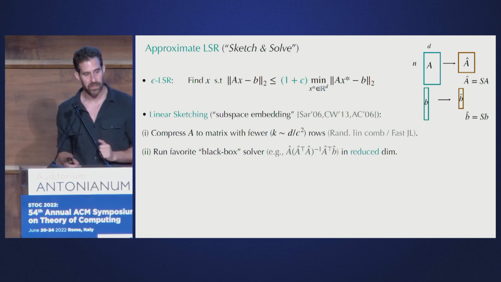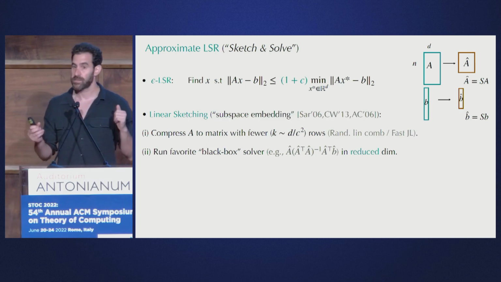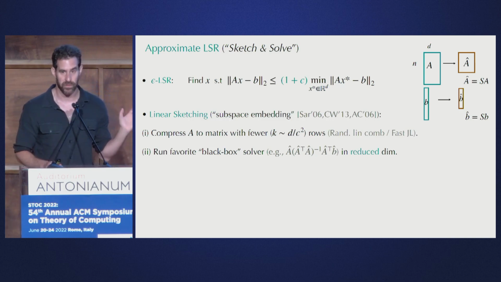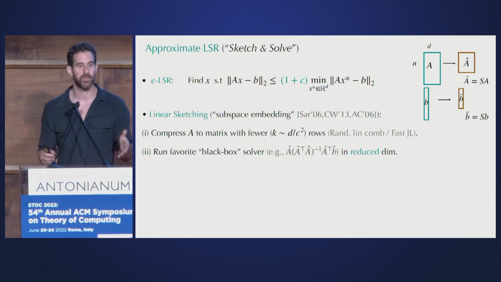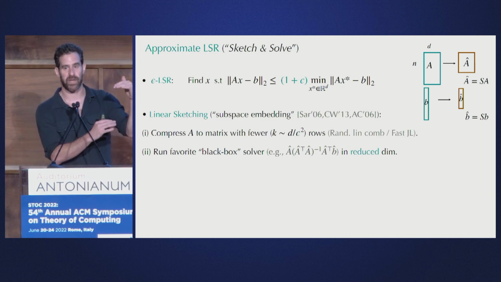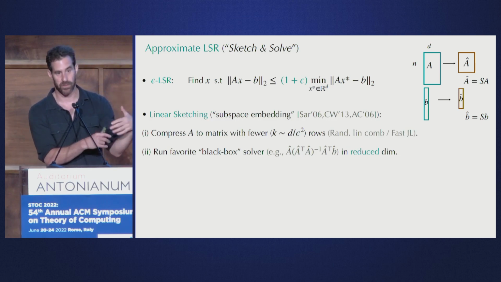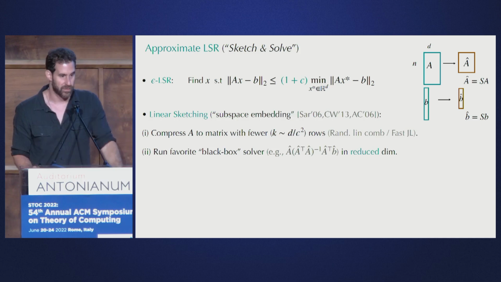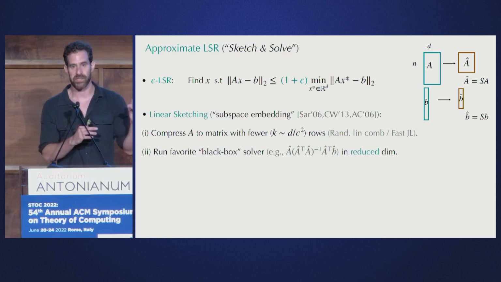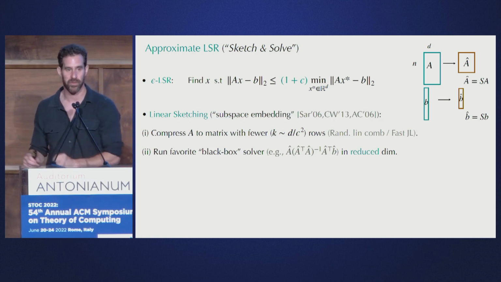And then the idea is to apply the same sketch to A and to the vector b, and then solve the problem using our favorite black box solver, which may be inefficient in the original space, but now we're applying it in the smaller space. So now it's going to become super fast. This is commonly known as the sketch and solve paradigm. It kind of decouples the problem: compress, and then black box solve the problem in the lower dimension.